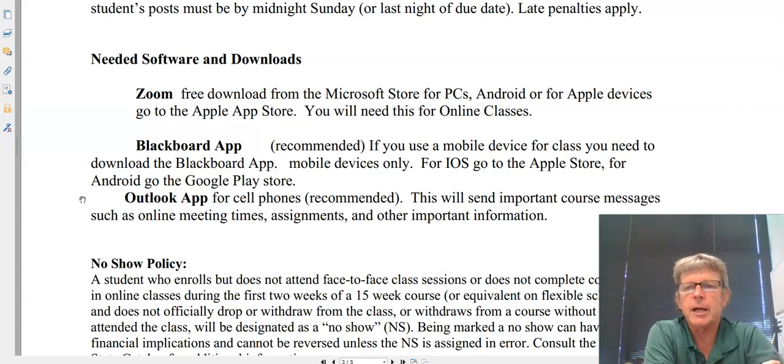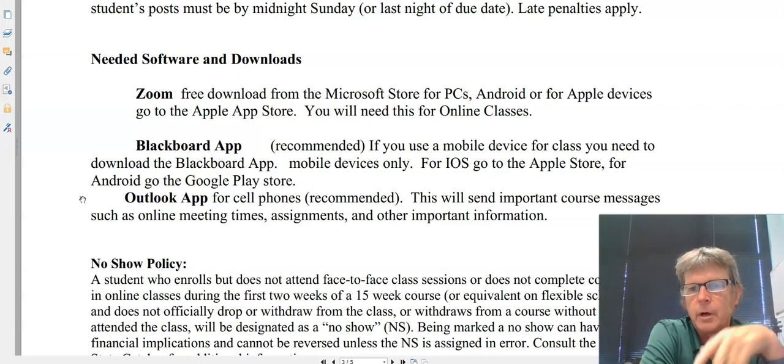The Blackboard app, I recommend that. Now, as a backup for Zoom, we may go to Blackboard Collaborate if Zoom's not working. I'll have a plan with that, which I'll share with you.